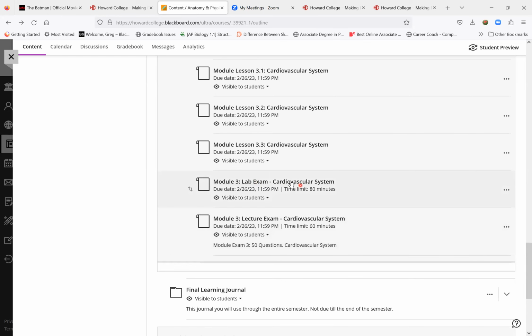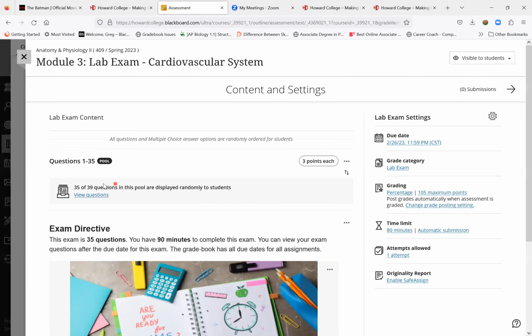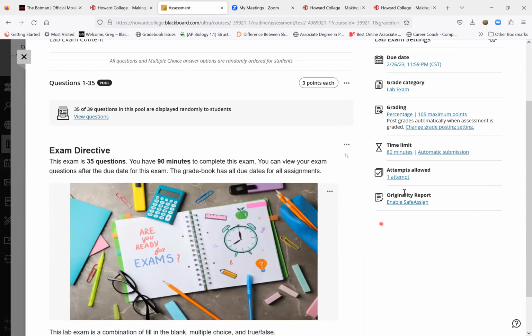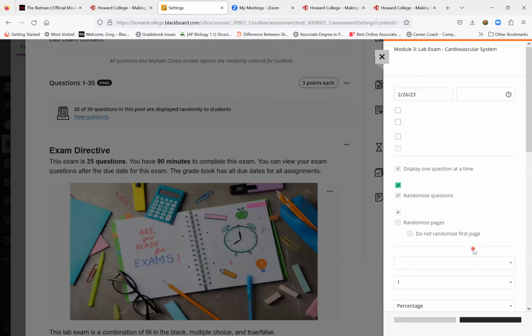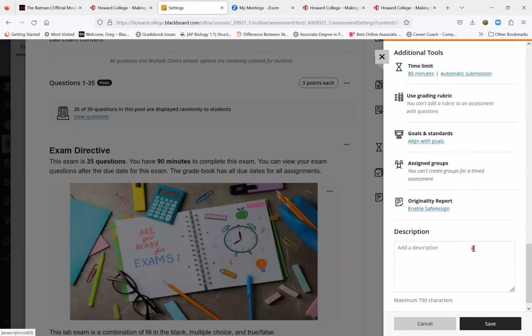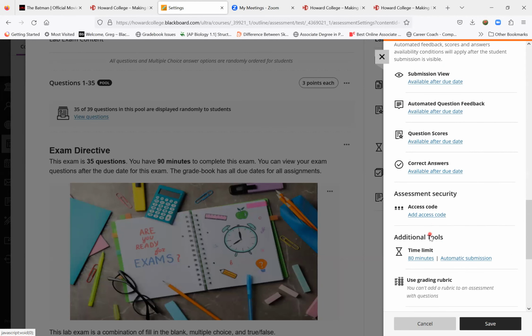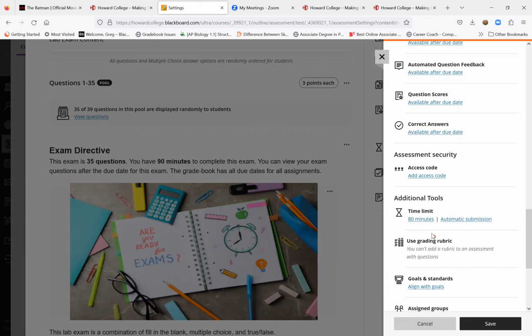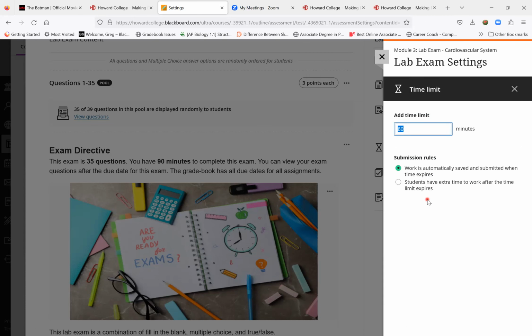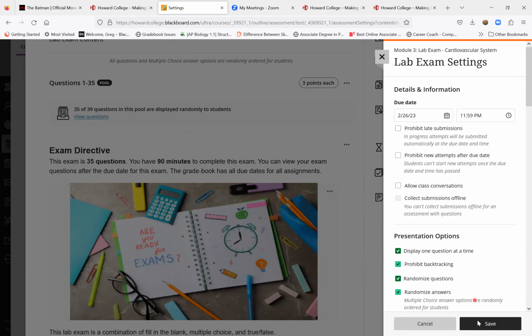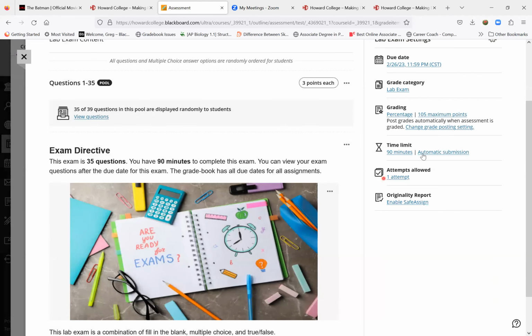Here's where the lab exam is. It's 35 questions. You have an hour and a half. I have to change this. Does it say 90? There we go. So 90 minutes, 35 questions.